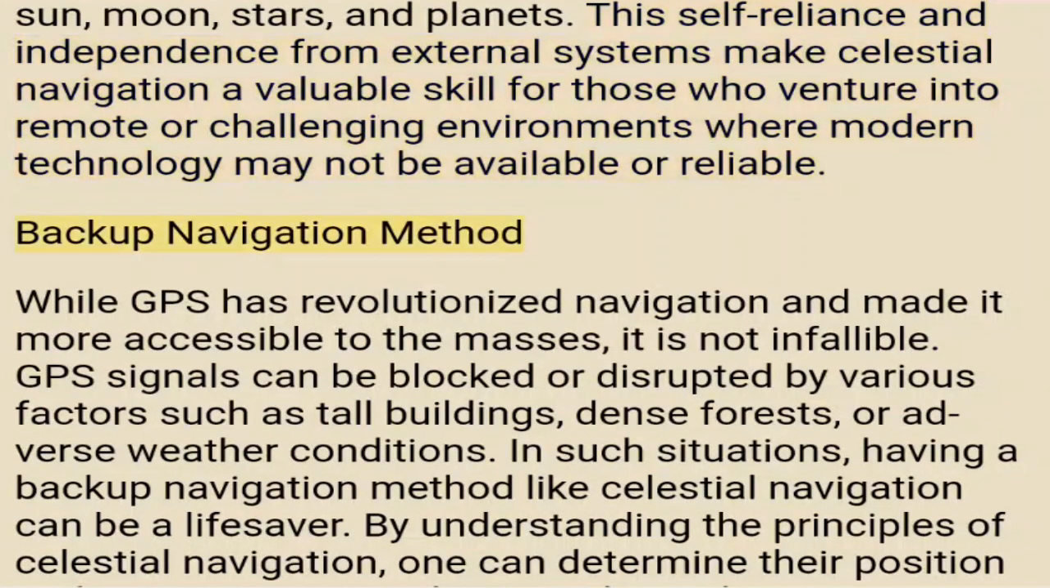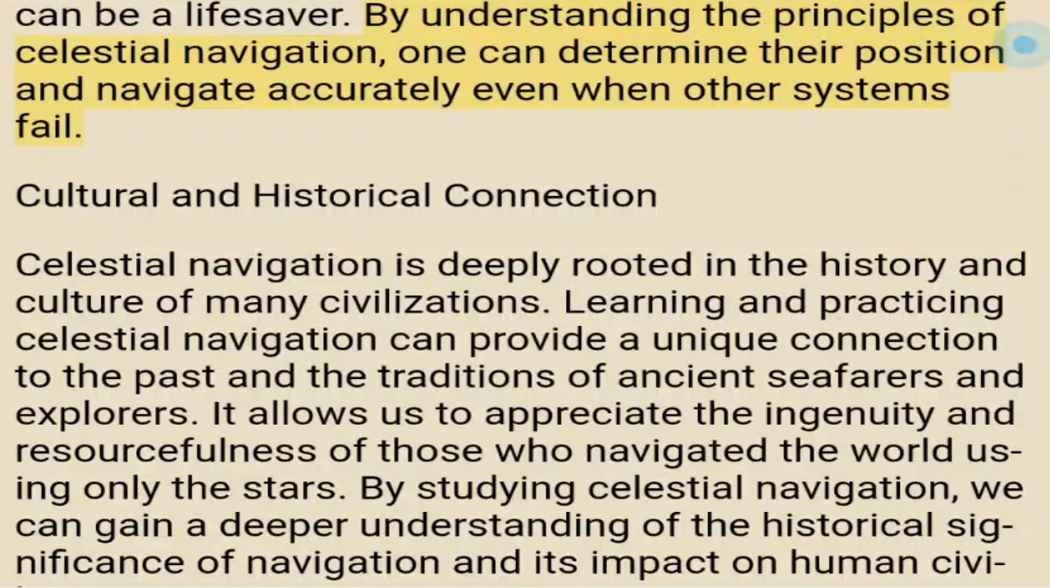Backup navigation method. While GPS has revolutionized navigation and made it more accessible to the masses, it is not infallible. GPS signals can be blocked or disrupted by various factors such as tall buildings, dense forests, or adverse weather conditions. In such situations, having a backup navigation method like celestial navigation can be a lifesaver. By understanding the principles of celestial navigation, one can determine their position and navigate accurately even when other systems fail.